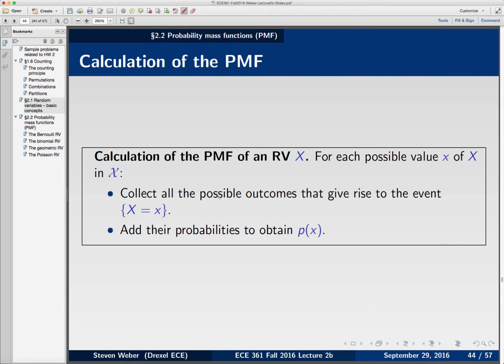To reiterate this procedure, the way to calculate the probability mass function for a random variable x is the following. First, enumerate all possible outcomes of the random experiment, and doing so, enumerate all possible values x of the random variable. Then, for each possible value x, find the event E sub x, those outcomes that give rise to the event that the random variable takes value little x. Add up those probabilities, consistent with the discrete probability law, to get the probability that the random variable takes that value. And now repeat for all possible values.